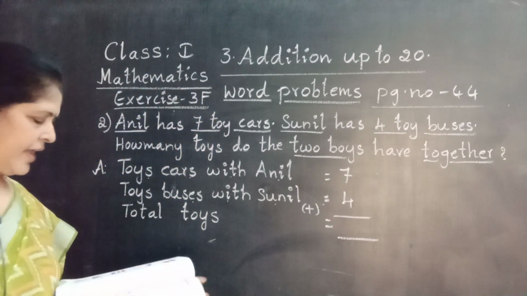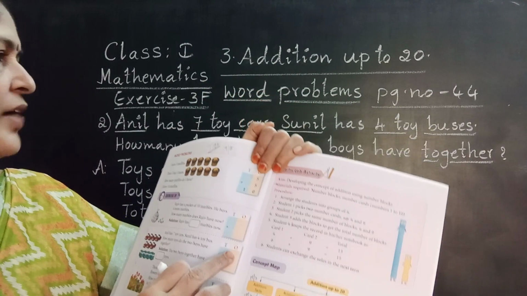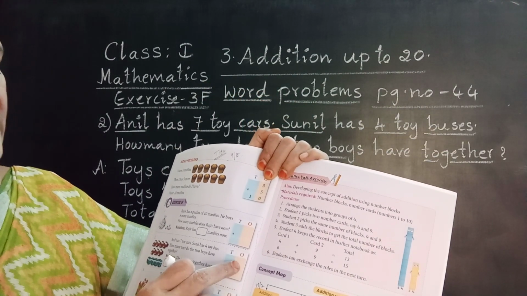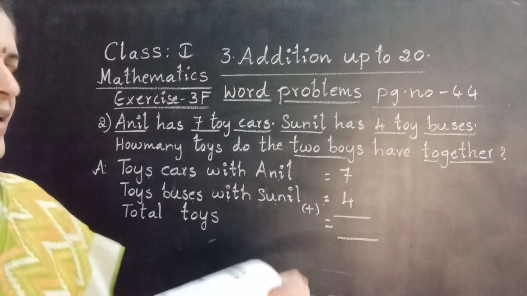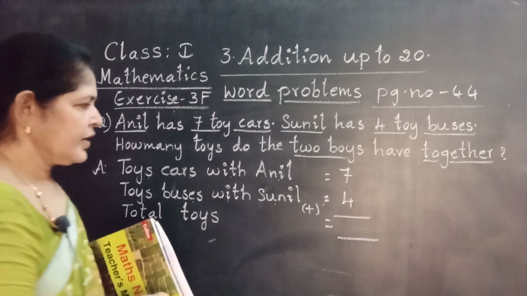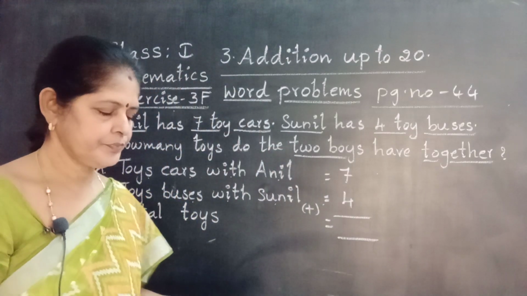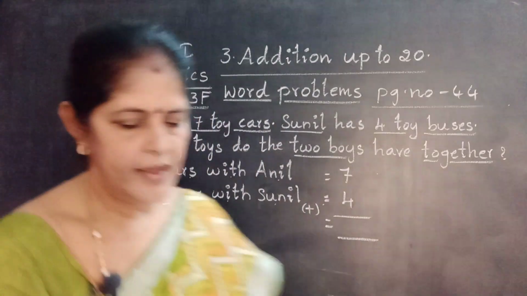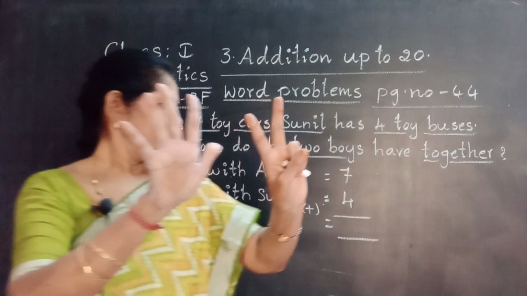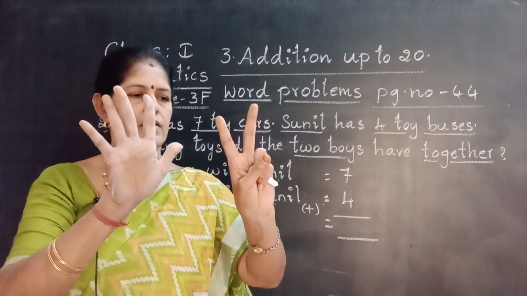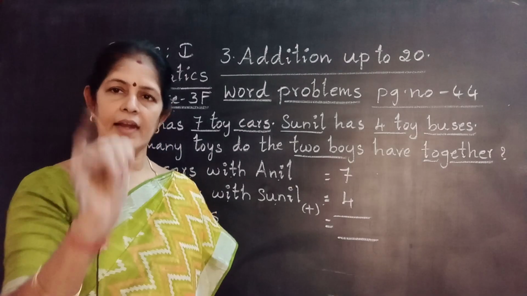Here they have given a gap for the answer, you also write. 7 and 4 are one-digit numbers. That's why write below the ones place. 7 plus 4. Yes, 7 plus 4. Take 7 fingers. Come on, take 7 fingers, Nana. Take like this. 4 after. 5, 6, 7, 8, 9, 10, 11.